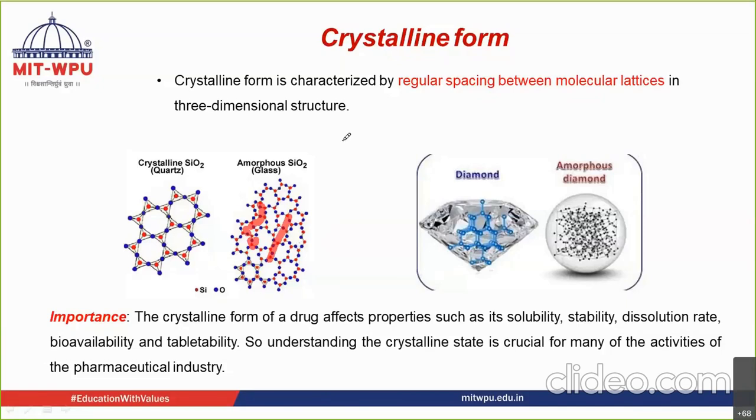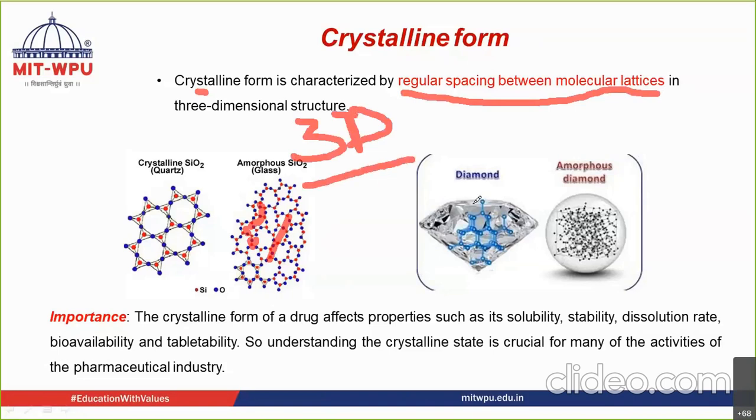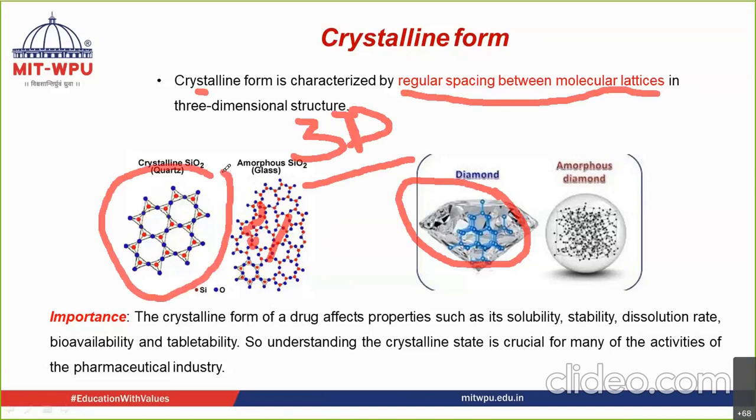Coming back to the crystalline form. Crystalline form is characterized by regular spacing between the molecules in the lattice. It has a definite three-dimensional structure in a crystalline lattice. So this is the three-dimensional structure which we have in a crystal lattice.